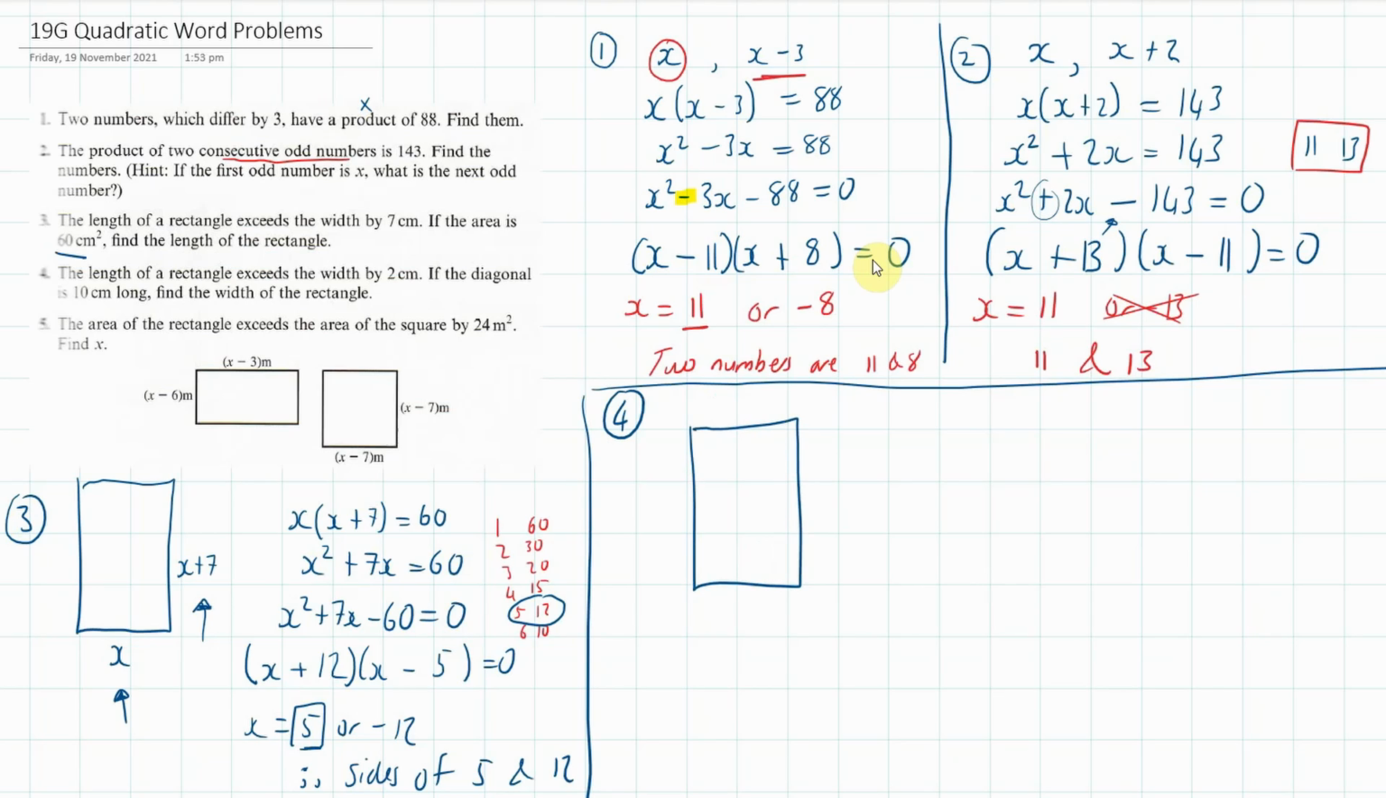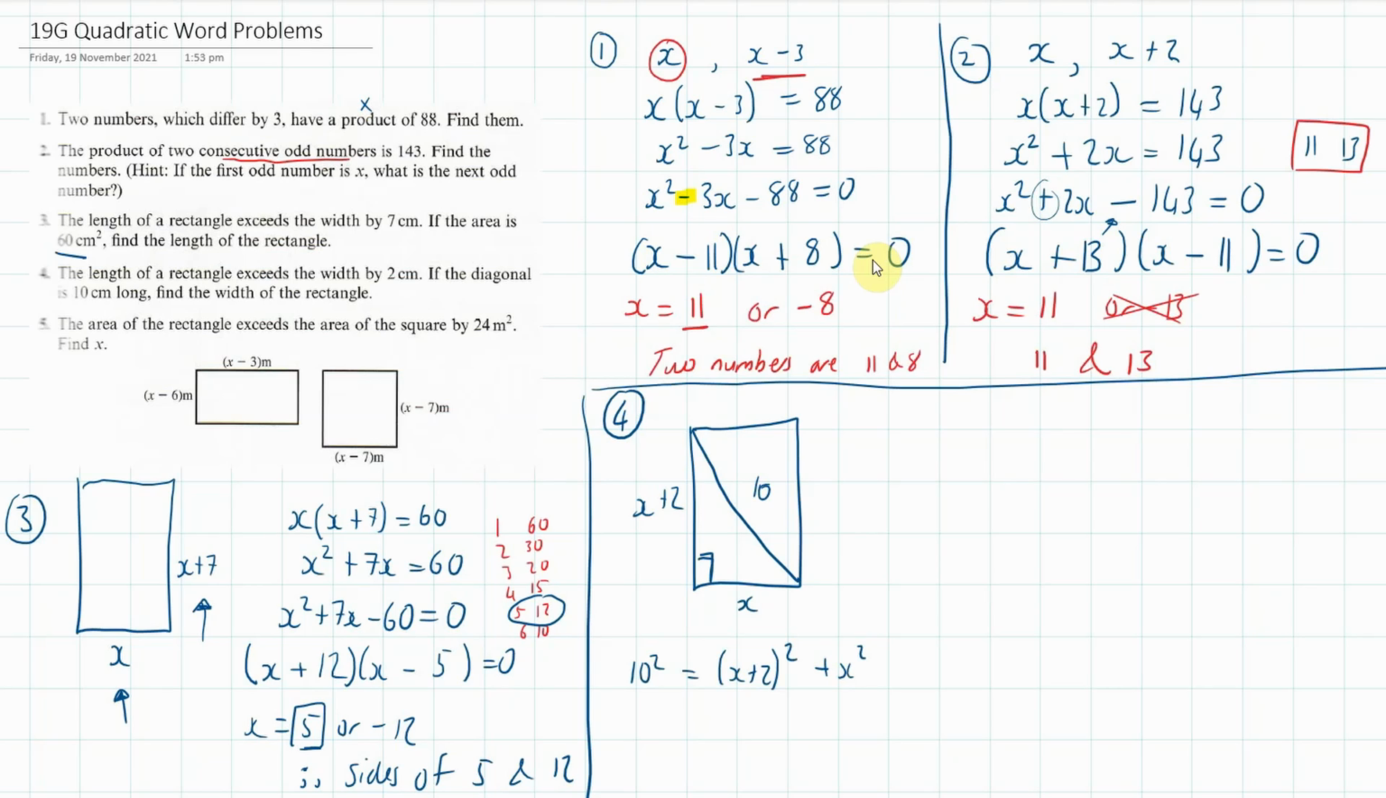little diagram. We've got x, and the length of the rectangle exceeds the width by 2. So this is x plus 2. And this is the diagonal. That's 10 centimeters long, and we've got to find the width of the rectangle. Now, this is a right angle here, so we can actually use Pythagoras' Theorem here. The hypotenuse squared is equal to the other two sides squared, like that.